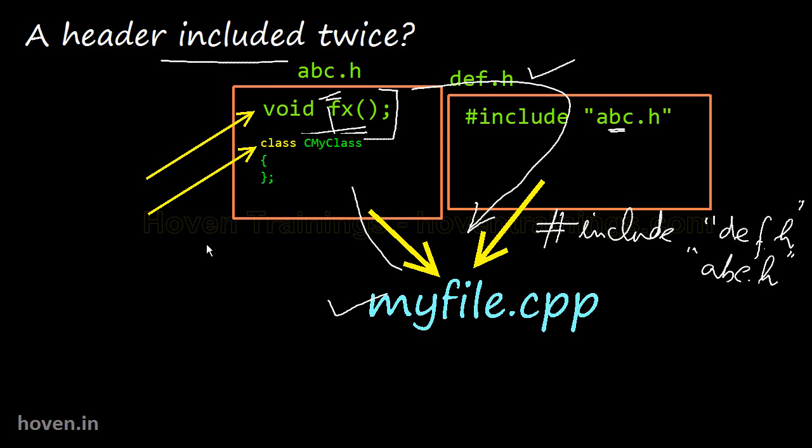The situation becomes different if this class definition is present in this header. It would lead to two definitions of the same class. One definition coming via abc.h, the second definition traveling through def.h. An error will occur. Two definitions of the same class. The program cannot run.